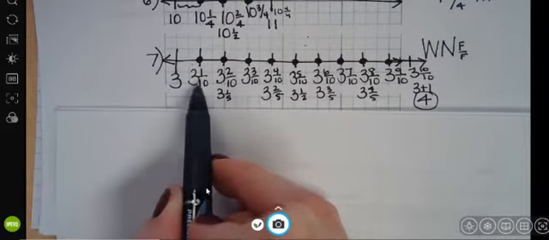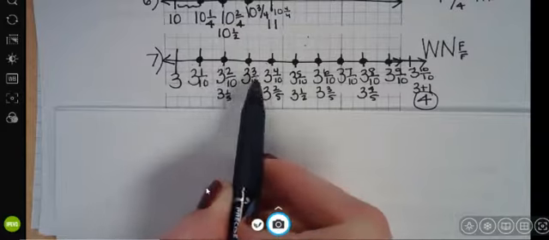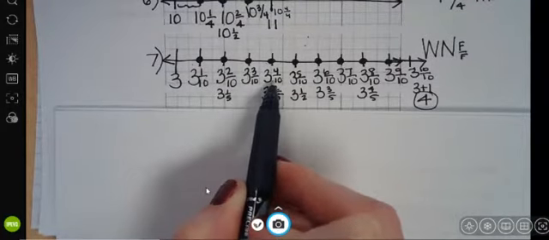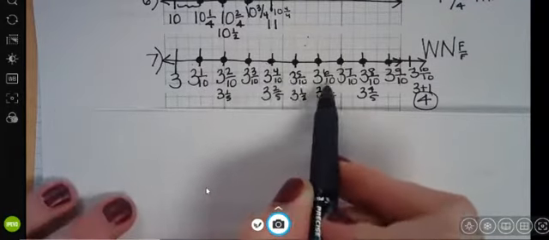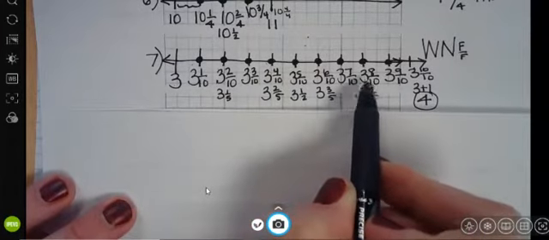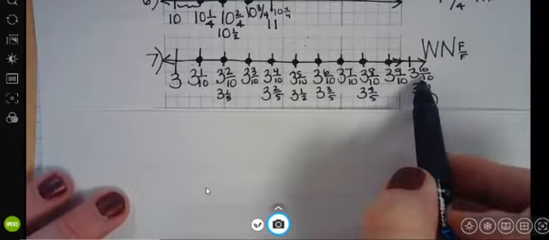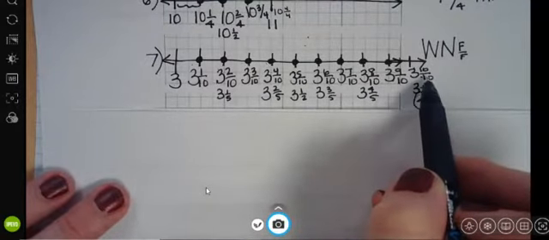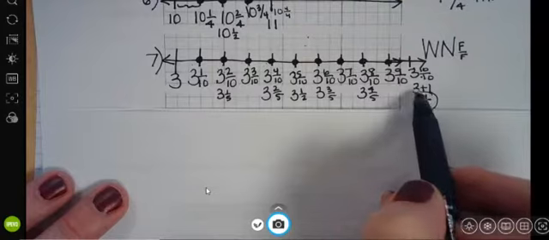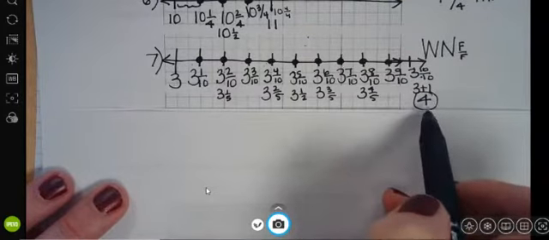So 3, 3 and 1/10, 3 and 2/10, 3 and 3/10, 3 and 4/10, 3 and 5/10, 3 and 6/10, 3 and 7/10, 3 and 8/10, 3 and 9/10, and 3 and 10/10, which again can be simplified to 3 plus 1, which is equal to 4.